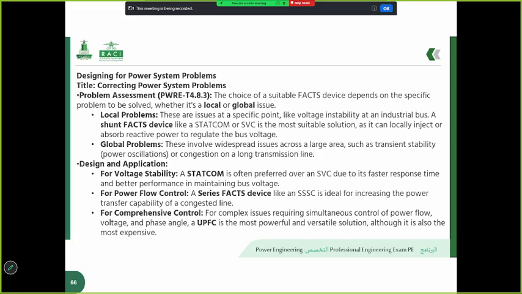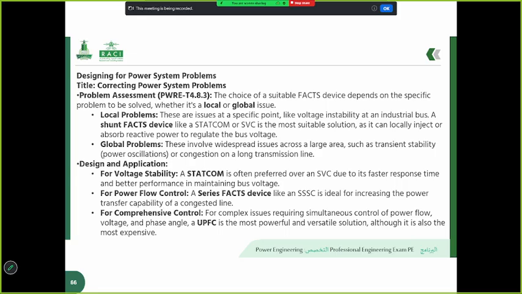A global problem, on the other hand, affects a large portion of the power system. Examples include transient stability issues, power oscillations between different regions, or congestion on long transmission lines. For these issues, a different approach is required.